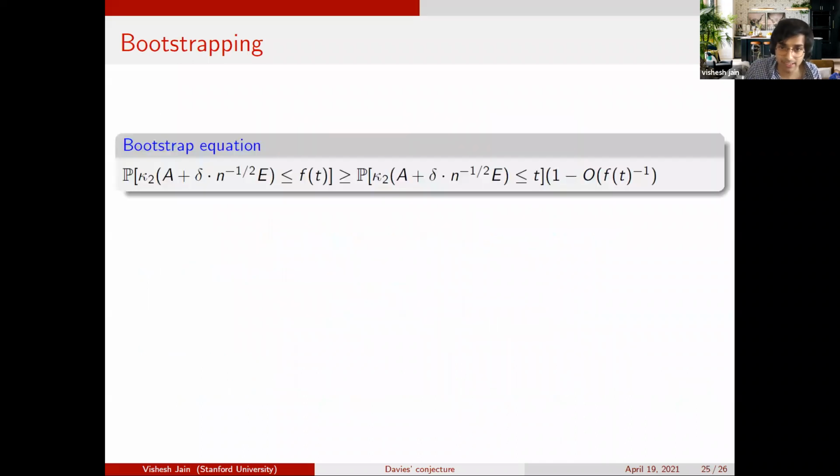So let me put it on the next slide. Let me call this the bootstrap equation. Now we have this relation: if I know something about the probability that kappa 2 is less than or equal to t, I can improve the estimate by losing a little bit in the probability.